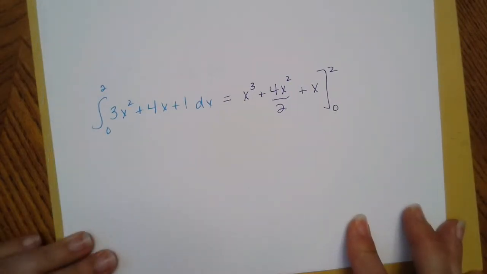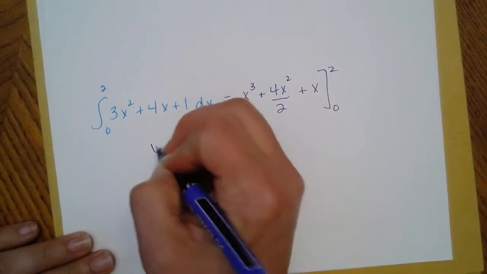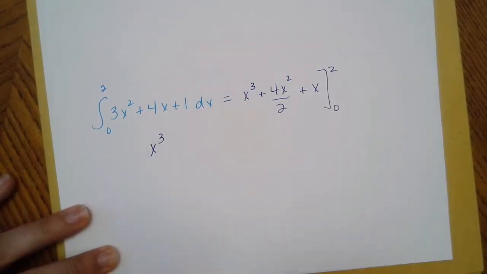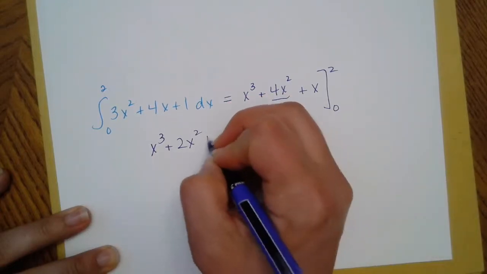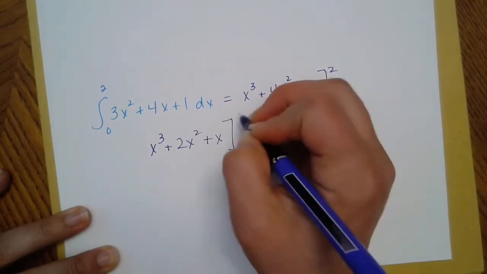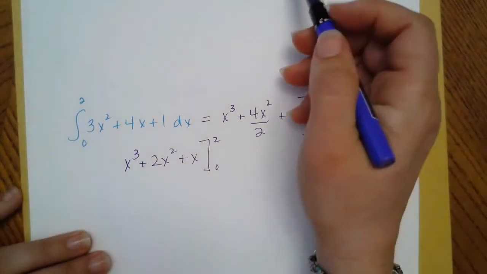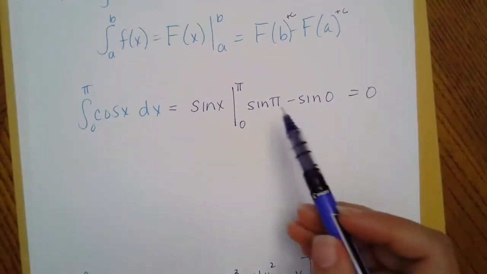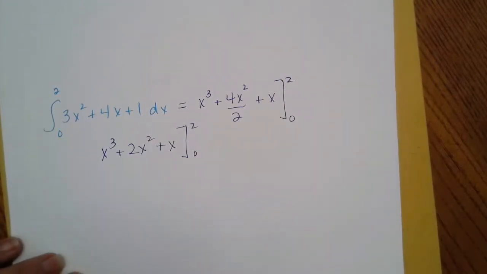Actually, here, let me move up a little bit. Let me simplify this one more time, because I can call this 2x squared and it'll make my life a little easier when I'm plugging in numbers. So I have x cubed plus 2x squared plus x, and I'm going to plug in my 2 and my 0. Now be very careful. The one up here was easy because I only had one term. When I subtract, make sure you use parentheses, okay?